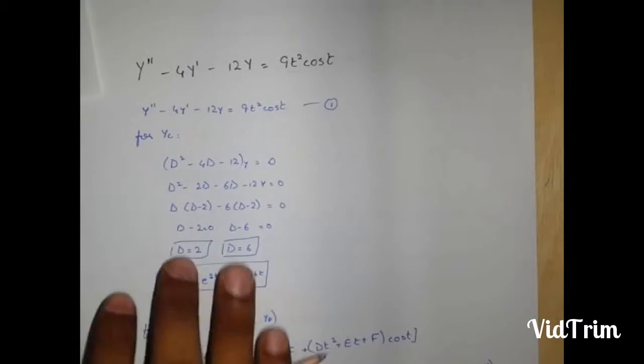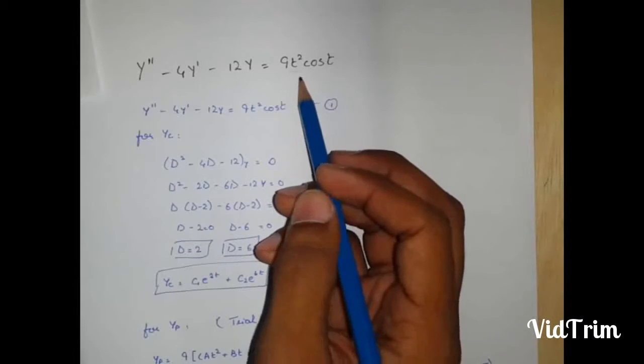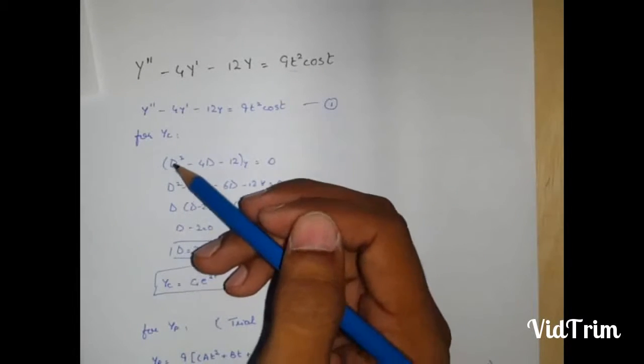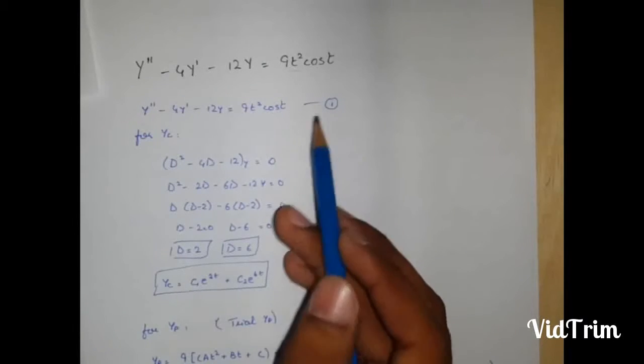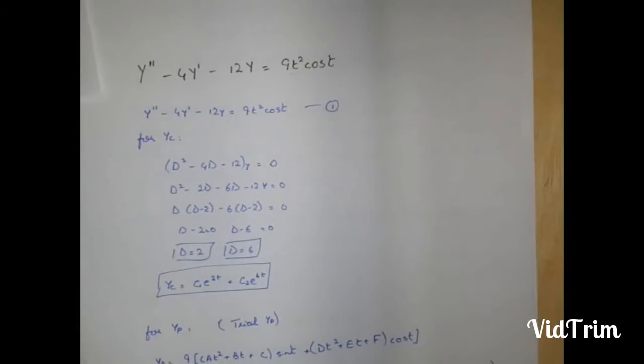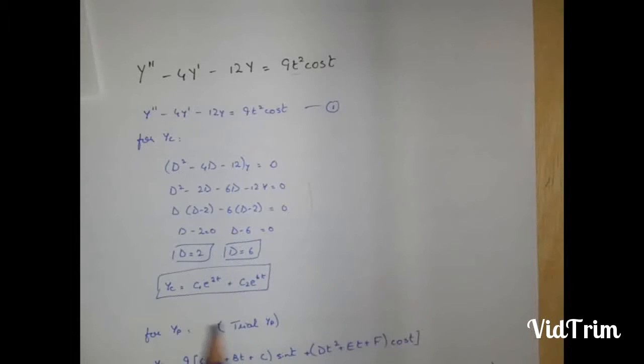Now please come to our question, which is y double dash minus 4y dash minus 12y is equal to 9t square cos t. Let this be equation number 1. For yc we have an old method, which is this. Now our yc will be c1 e to the power 2t plus c2 e to the power 6t.